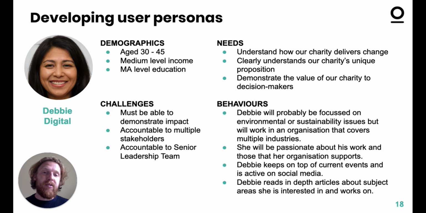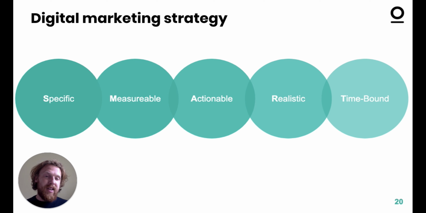Now, it needs to be realistic as well. We could have said 10,000 donors, but that might not be realistic given our charity's resources. So we'll start at a lower figure that we can hit and it's realistic. Next is time bound. We need to get those donors in a specific time frame, otherwise we won't have the pressure of a deadline. So we want to achieve this by the end of the year, for example. So putting it all together, we want to recruit 10 donors using our digital marketing channels by the end of the year.